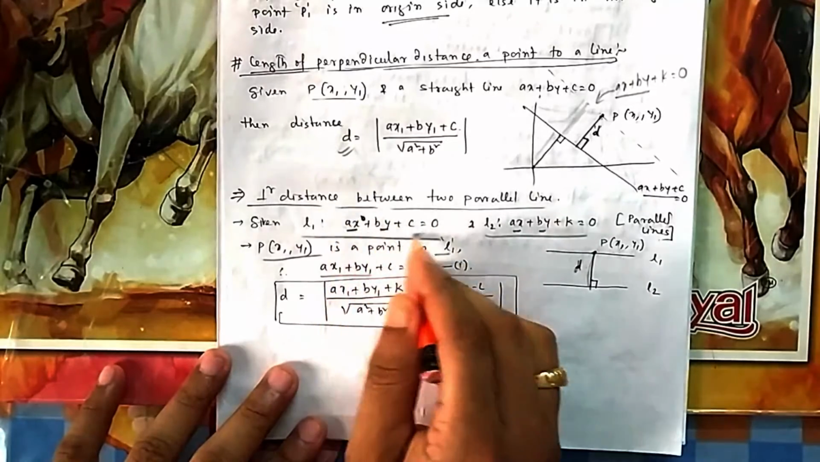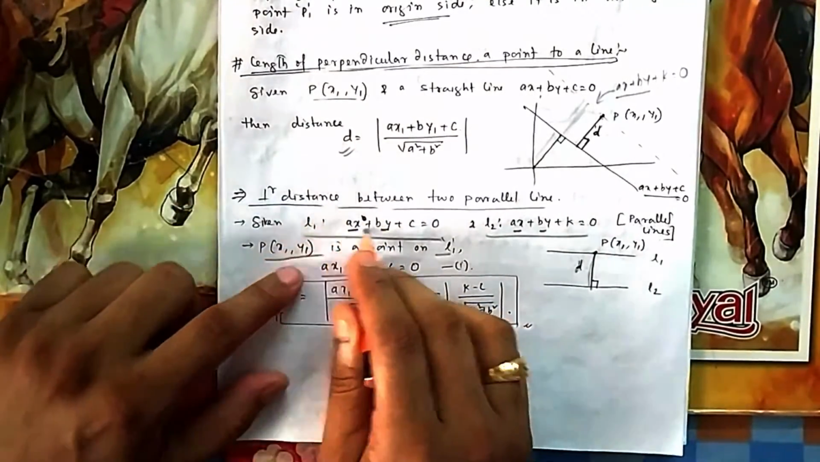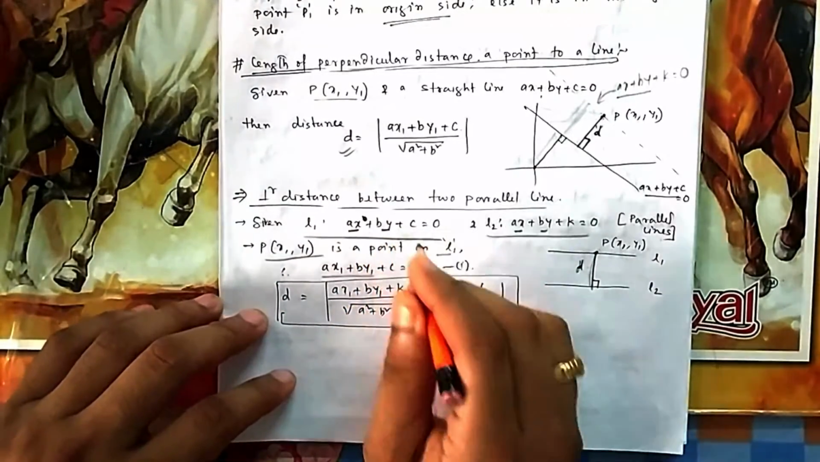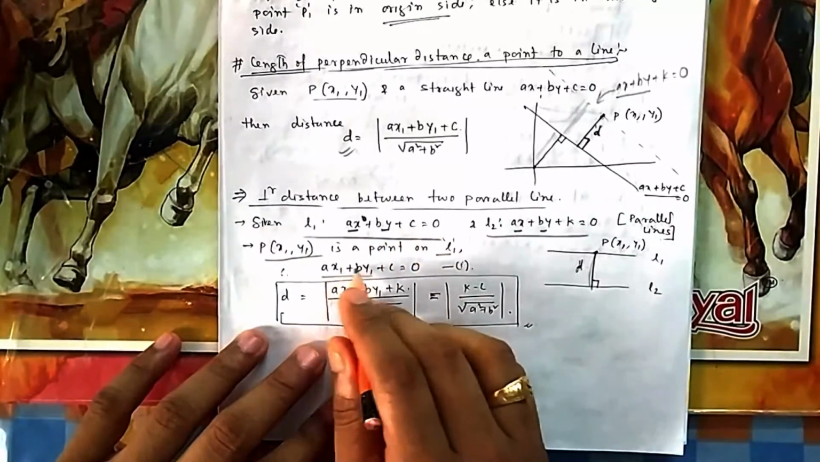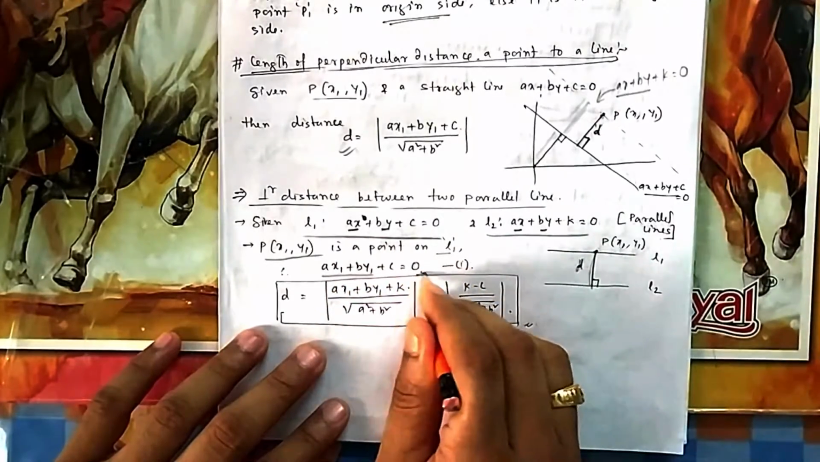Because I am taking a point from this line, if I put it in that equation, it should satisfy. Because the point is on this line itself, if I put the point, it should be equal to 0. We have seen that if the point lies on the line, then this expression becomes 0. So because the point is lying on that line, if we put it there, it will be 0.